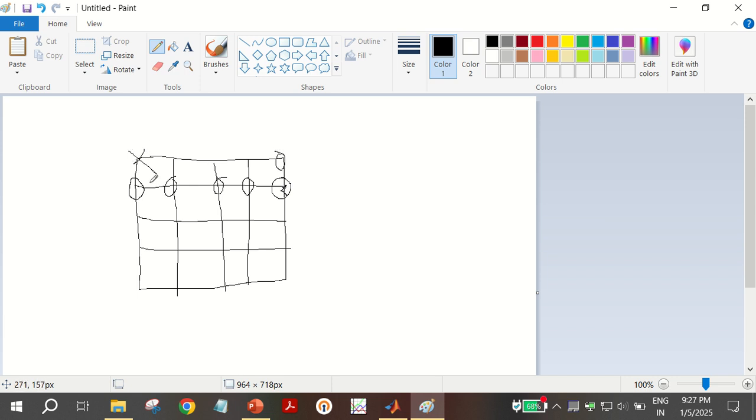Let me put some X marks on them. You already know these values, so you need not worry about these values. Only these circles you have to find out. And you are doing this in MATLAB. So remember this i in MATLAB: that's the first index in a 2D array.